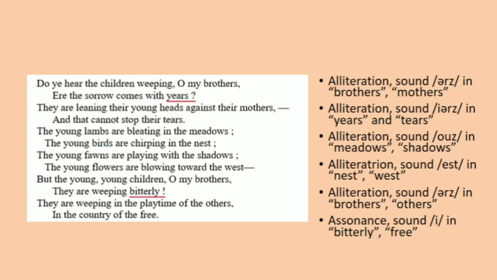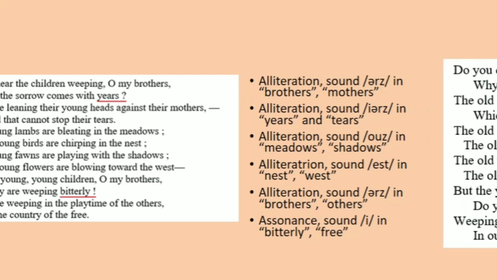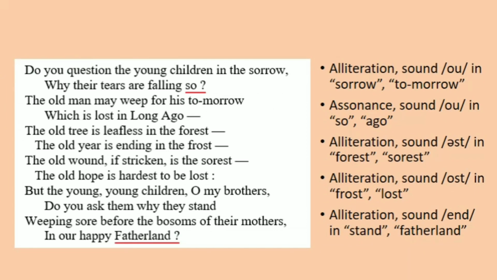Yep, this is stanza number 1. We can see 1, 2, 3, 4, 5 sets of alliteration and 1 set of assonance. It goes the same with the next stanza, stanza number 2. We can see 1, 2, 3, 4 sets of alliteration and 1 set of assonance.